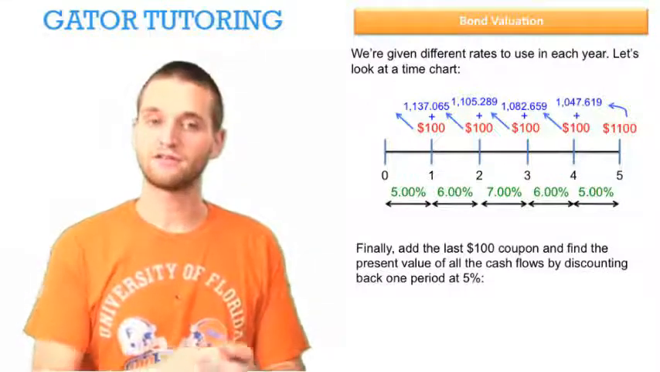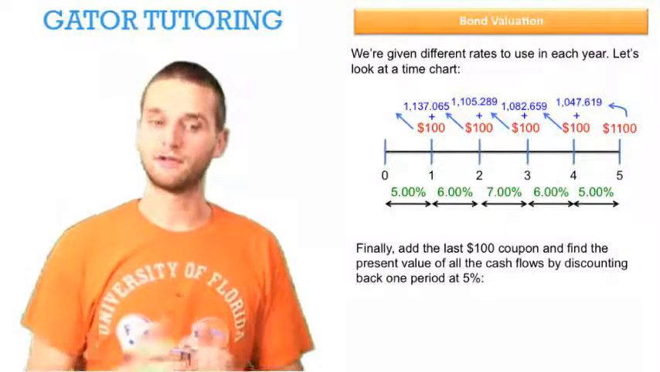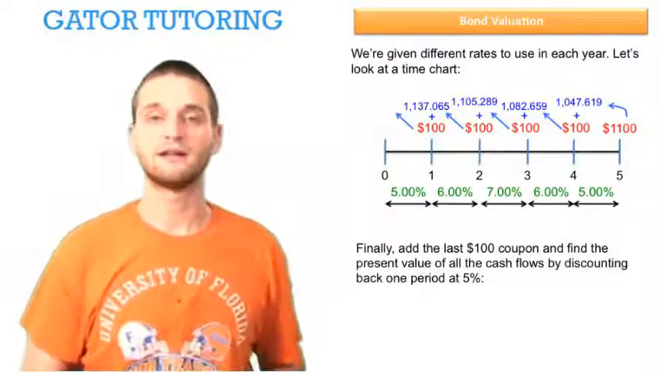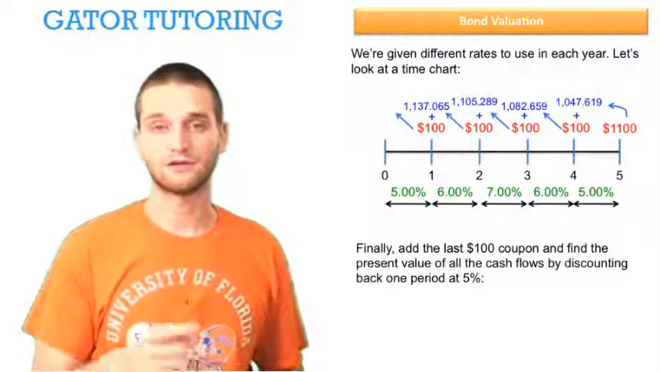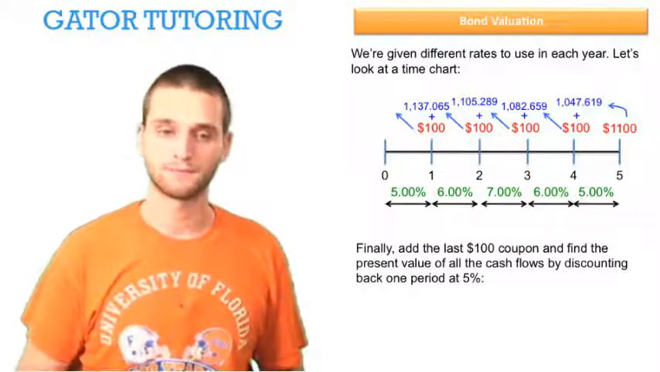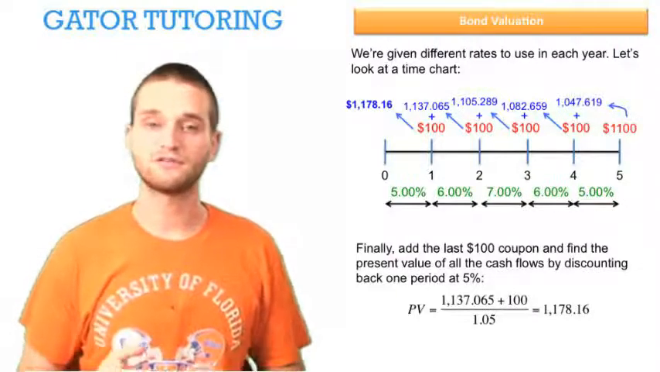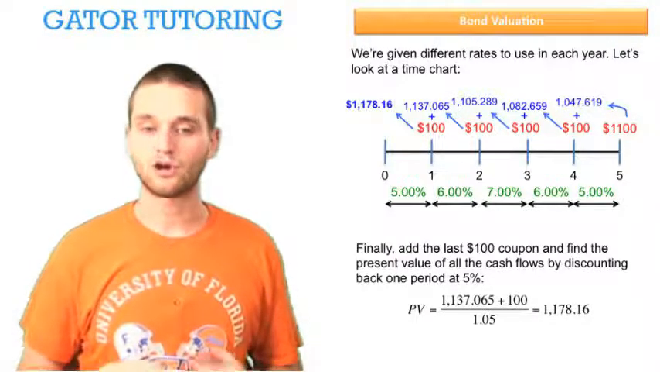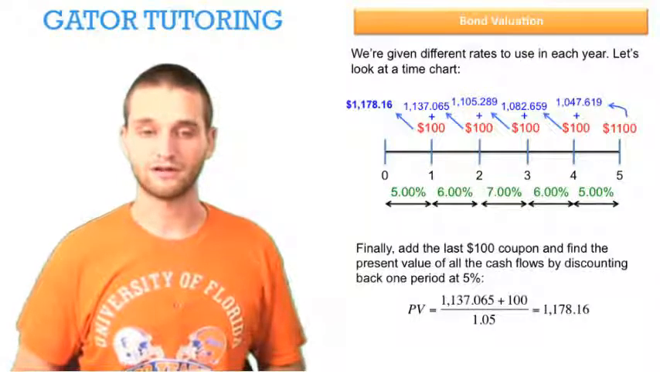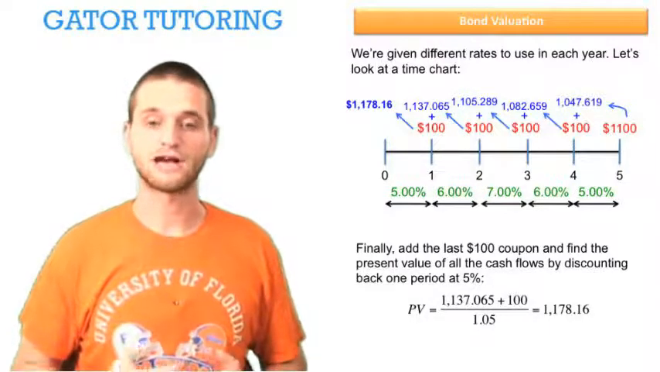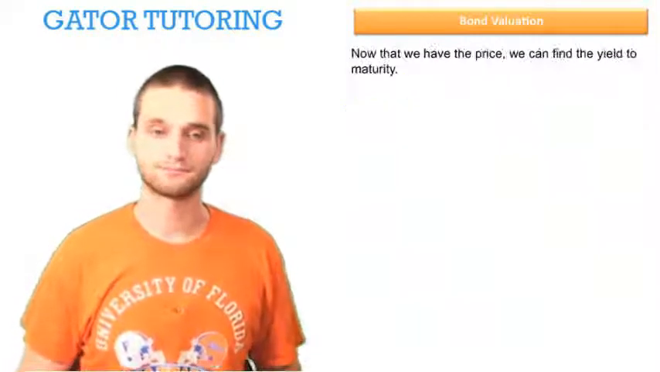So we add that to the $100 and discount it back at the original 5%, the 5% that's being used as a discount rate between year 0 and year 1. So we do that and we find the present value of all of these cash flows at all of these different rates is $1,178.16. So that's the present value of all the future cash flows. That's the price of the bond.